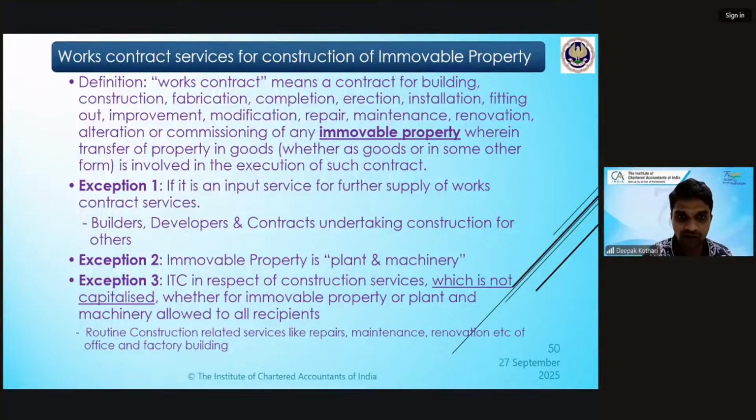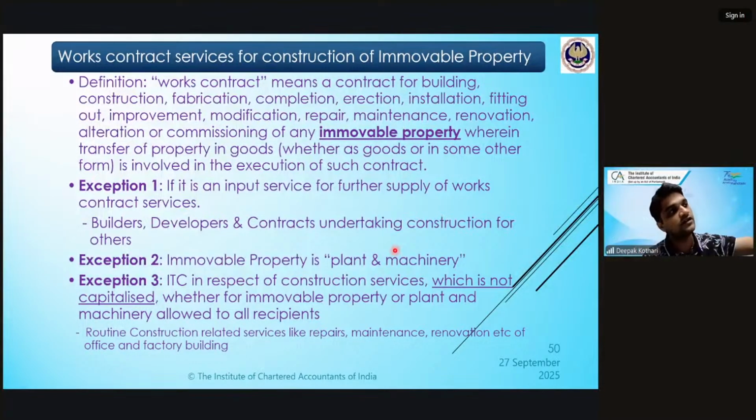Okay. So works contract. Now, after works contract, people have tried playing around: on a works contractor, I will not claim the credit. So I will not give a contract for construction. What I'll do is I'll purchase material myself and give labor work. I'll call a laborer and tell him to do the work. Then I claim the credit. So the government knows that people will do like this because the government is not a fool.